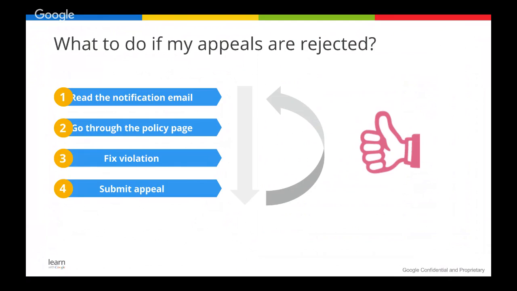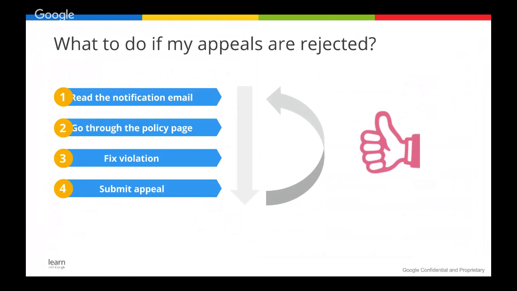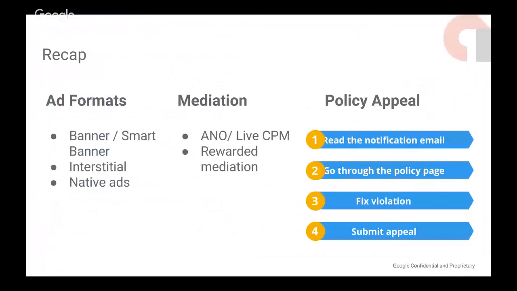What do you do if your appeal is rejected? When your appeal is rejected, make sure that you go back to read the policy again and try to fix it again. We want to make sure that our ecosystem is clean, and we want to make sure that all the apps that people are playing don't actually have a lot of ads popping up unexpectedly. Just make sure that you read our policy and stick to the principle that I have shared today.